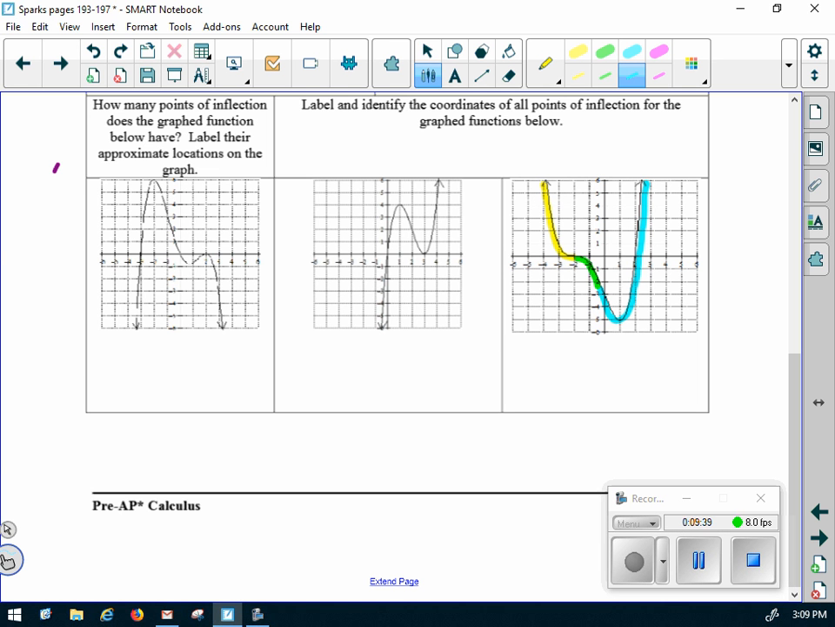Now, question. Go back and talk about zeros. What are the zeros of that function? Negative 2 and negative 2 and 2. What's the multiplicity of the 0 at negative 2? Why?